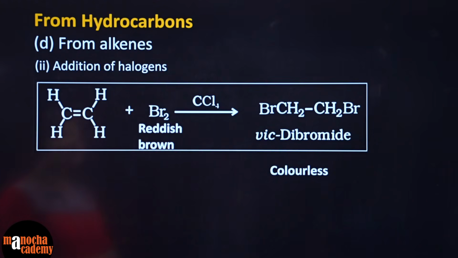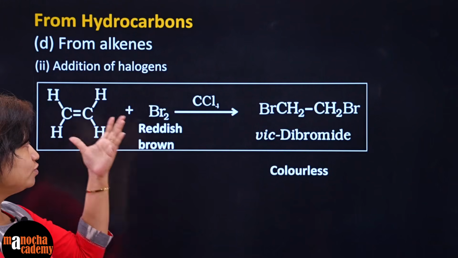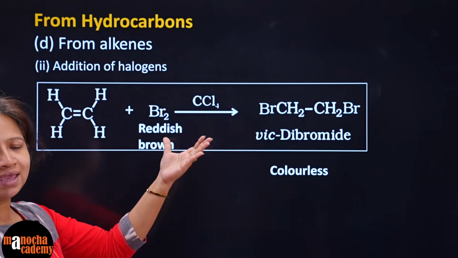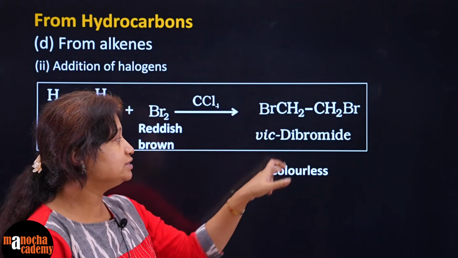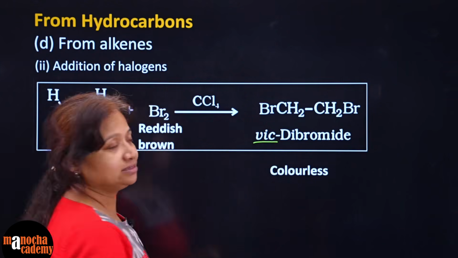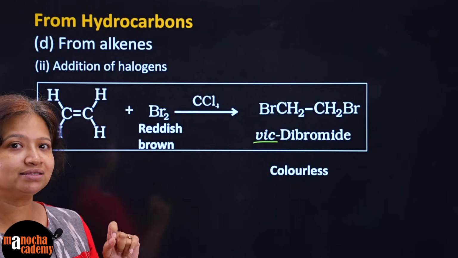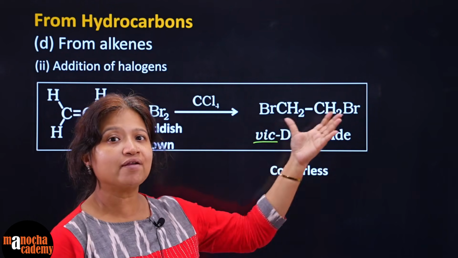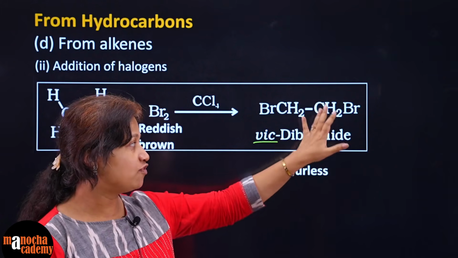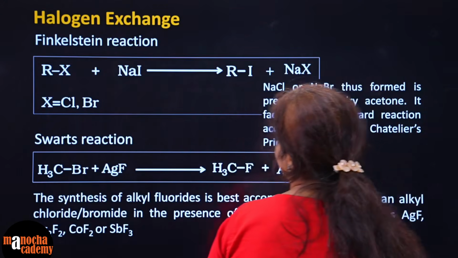Now, how do you prepare dihalo compounds from alkenes? We just discussed this. To an alkene, when you add bromine in CCl4, you get a dihalo compound. A 1,2-dihalide means it is a vicinal dihalide. It's also a test for unsaturation. If you remember the class 11 concept, the reddish brown color of bromine is decolorized because the product formed is colorless.